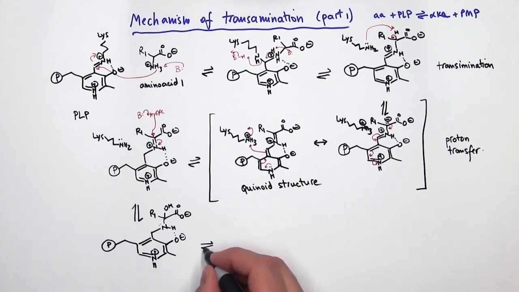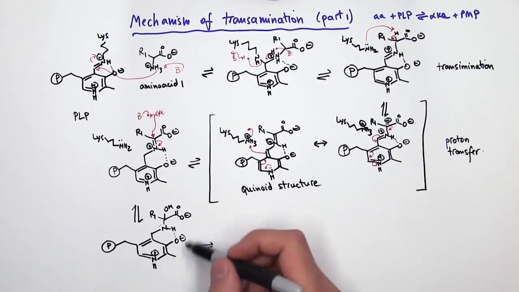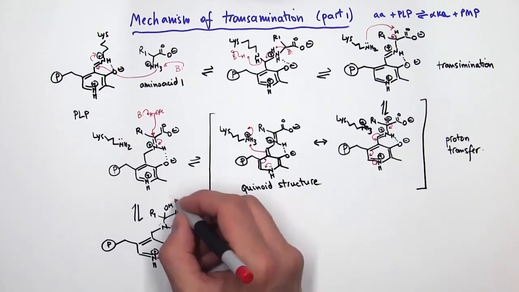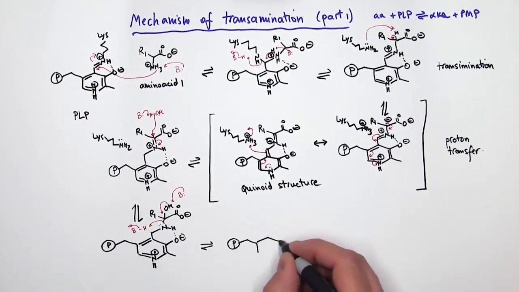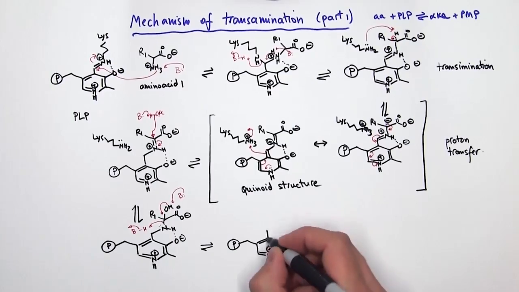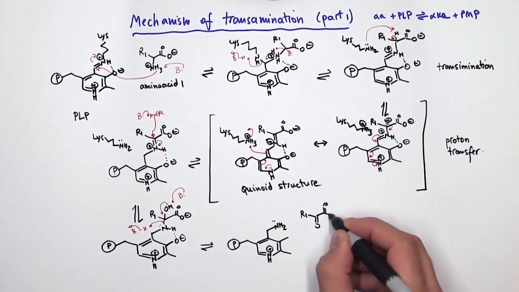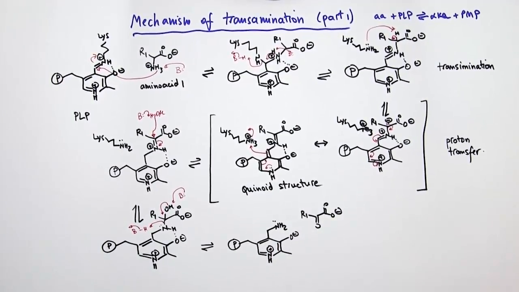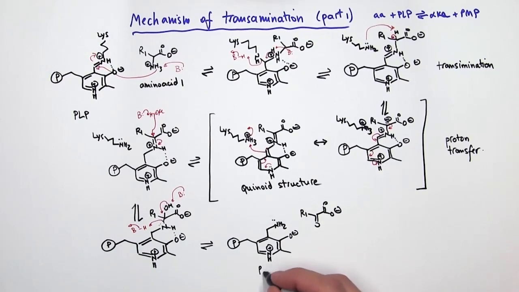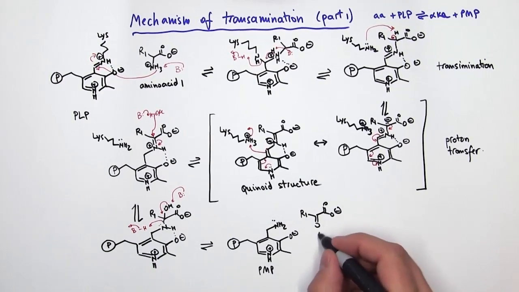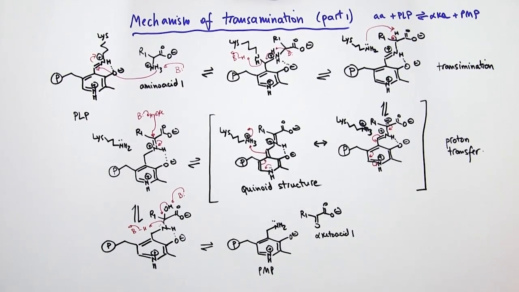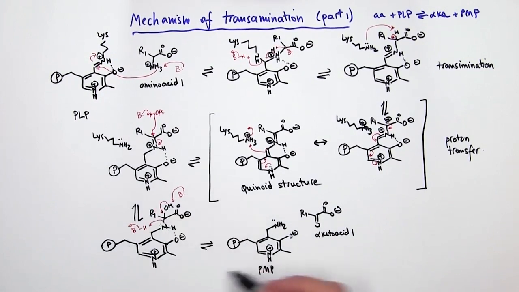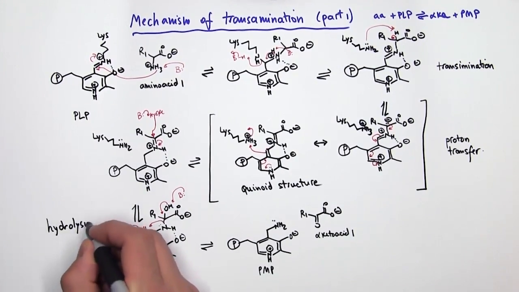And one more proton transfer, and we can kick off the pyridoxamine form of the cofactor. And notice we obtain PMP and the alpha keto acid corresponding to the amino acid 1. This last step is in fact just a hydrolysis reaction of a Schiff base.